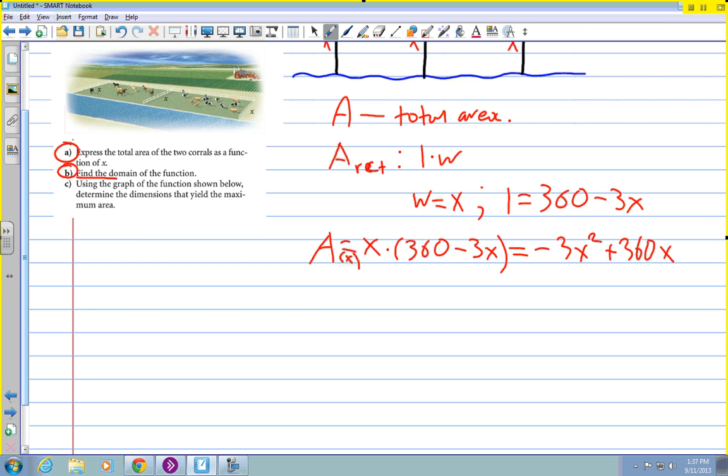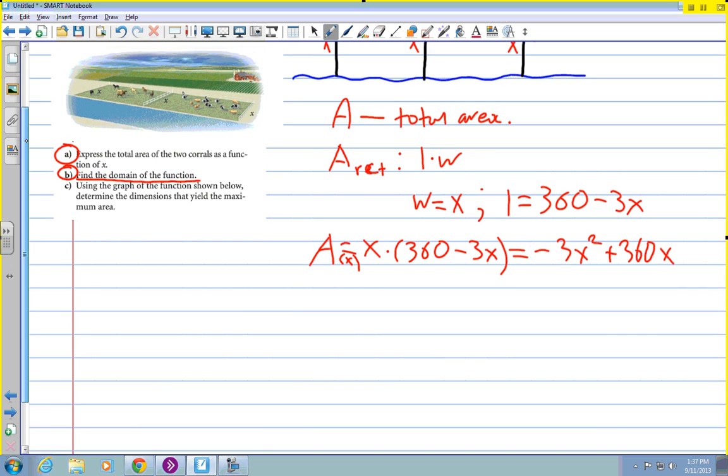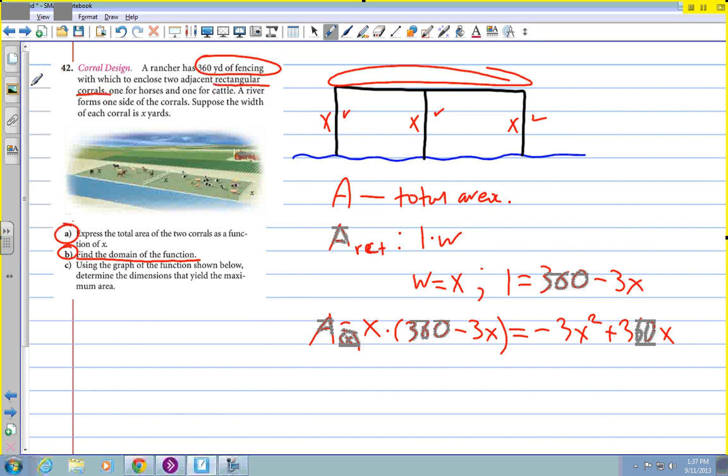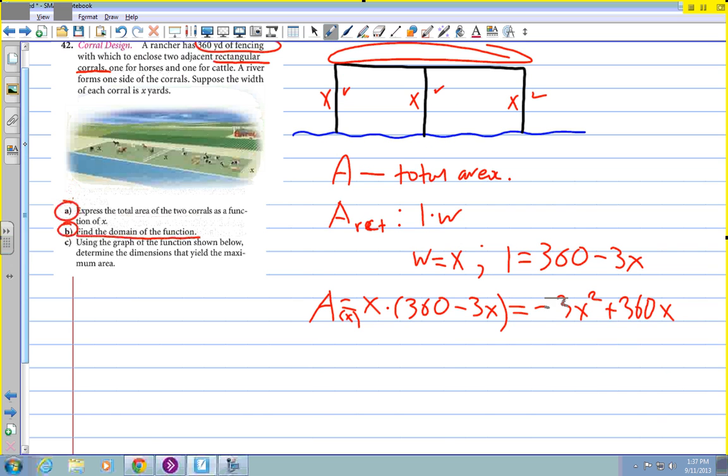Find the domain of the function. Now, if I just wrote that function on the board, negative 3x squared plus 360x, without giving you the story before it, you would just say, well, domain is all real numbers. There's nothing to worry about. There are no square roots, there are no divisions, and so forth. But if you put this function into perspective of this particular problem, then what kind of values can x be?